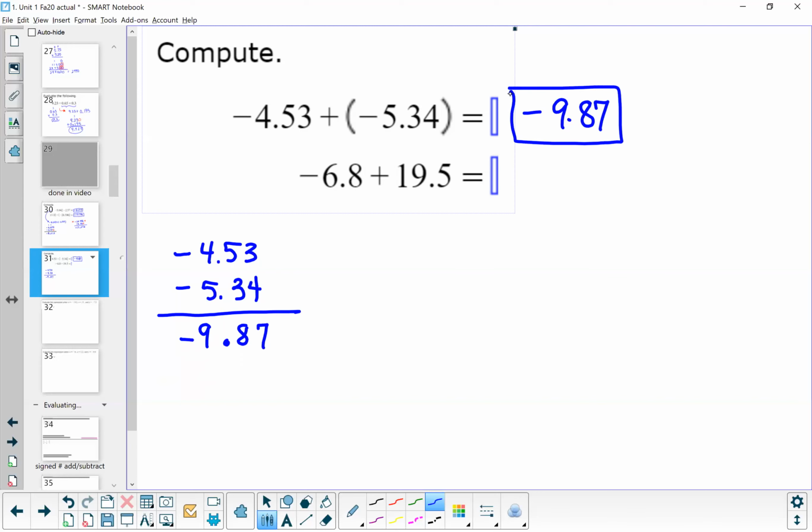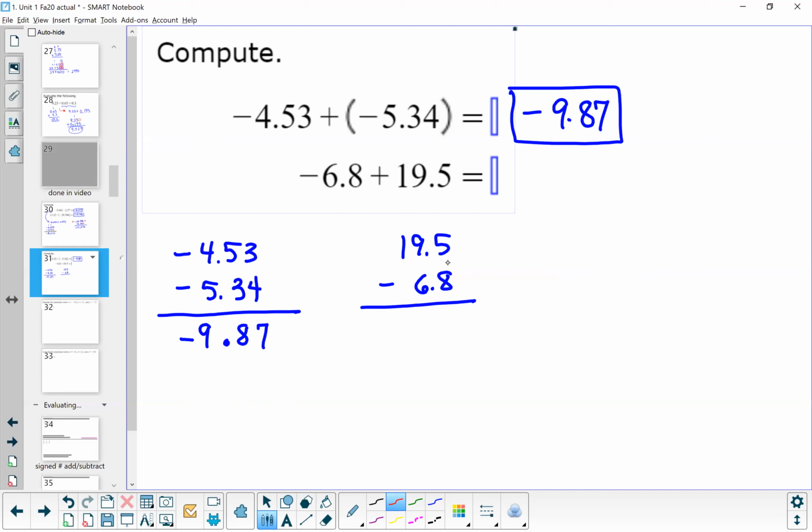Second question, negative 6.8 plus 19.5. So I'm going to, again, write these vertically. It's already an addition question. I'm going to write the 19.5 first, the negative 6.8 second. Opposite signs, so you want to subtract.